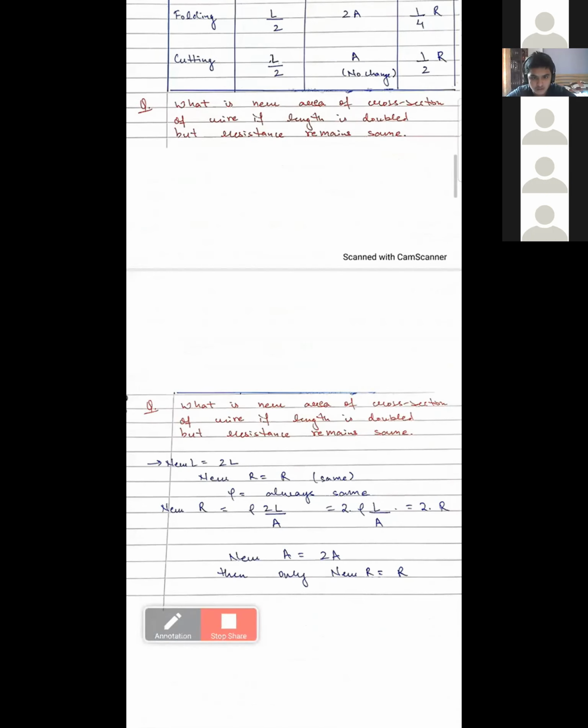I want new R to be equal to R. R formula is rho L by A. Here in the question the length is 2L, so rho 2L by A. I want this R to be equal to the previous R, so I want this 2 to be cancelled. That's why new A should be equal to 2A. Then only I'll get the new R equal to the previous R. If length is becoming double, then area should also be double. Area should be 2A. Is this question clear?